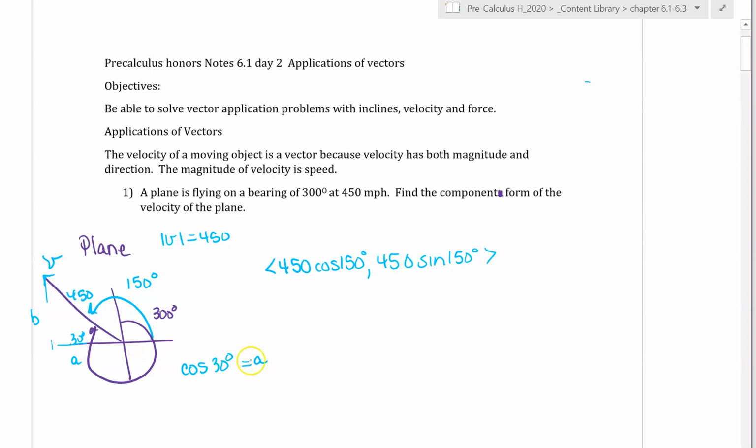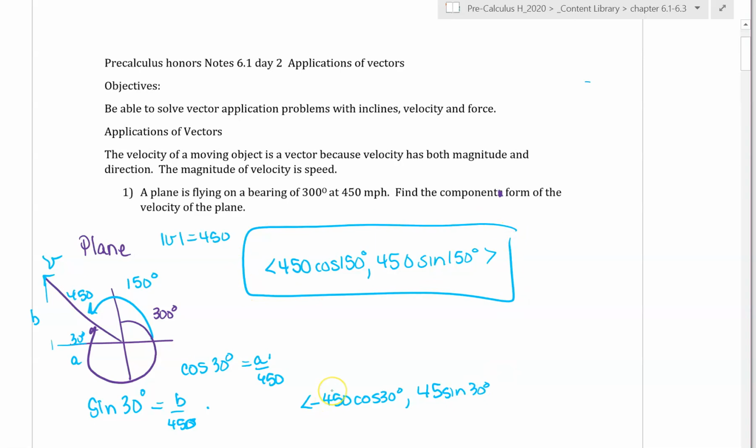You could have said cosine 30 is A over 450, and said 450 cos 30, but remember that it's in quadrant 2, so you would have to put a negative sign there. And the sine of 30 and the sine of 150 are both positive. So there you go. You also could have described 450 sine 30. But again, I like to use this because I might forget to put my negative sign.